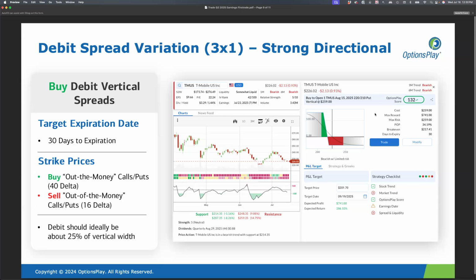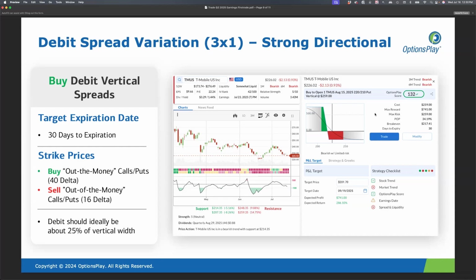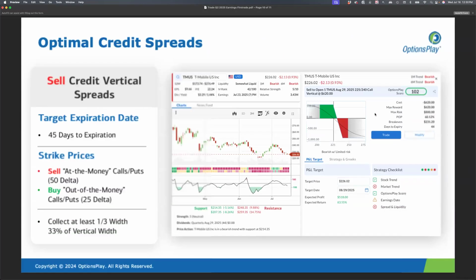If you look at this credit spread here on T-Mobile, the maximum risk here is $880. That's all you need to trade one contract is $880. On a $226 stock, that's about 3% of the stock's value. So, like I said, you don't need anywhere near 100 shares of the stock in cash in order to trade this. And that's one of the key benefits of what people like about options, is how capital efficient it is while getting exposure to roughly 100 shares of the stock.